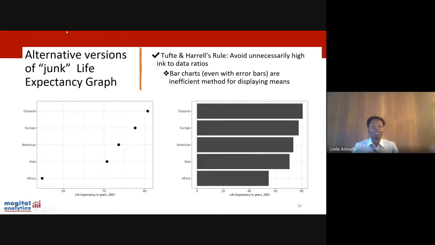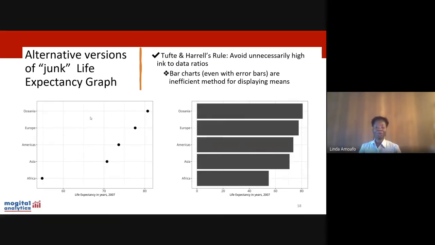Okay. So next, we want to look at some alternative versions of junk. We are looking at these 2 life expectancy tables, and this is also what Tufte tells us in his paper. It says to avoid an unnecessarily high data ratio. These 2 graphs are actually saying the same thing. The bar chart is saying the same thing as the dot plot, or scatter plot. But here you could realize that there is much more ink in the right-hand panel as compared to the left-hand panel. Looking at these 2 graphs, you will get the same results out of both.